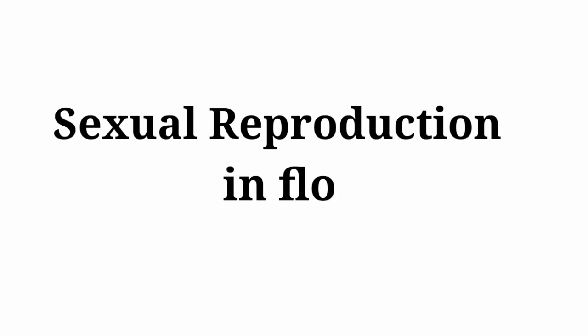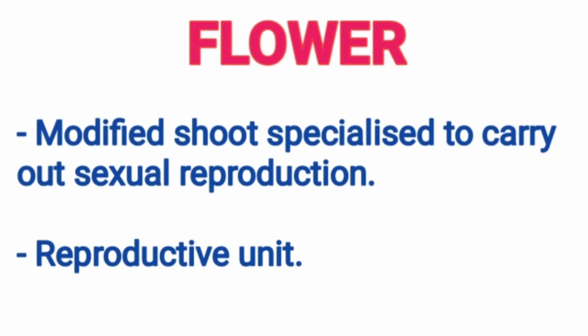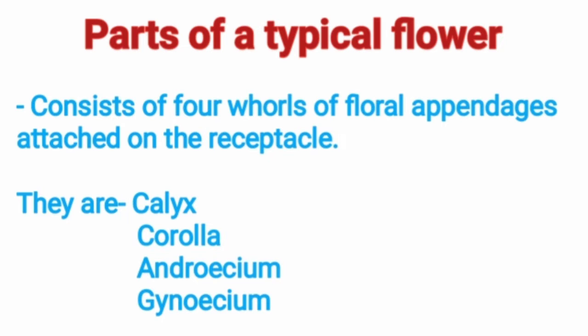Before learning about sexual reproduction in flowering plants, first we should know what a flower is. A flower is a modified shoot. It is specialized to carry out sexual reproduction and therefore it is also known as the reproductive unit.